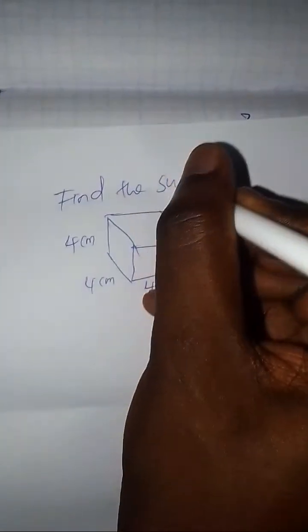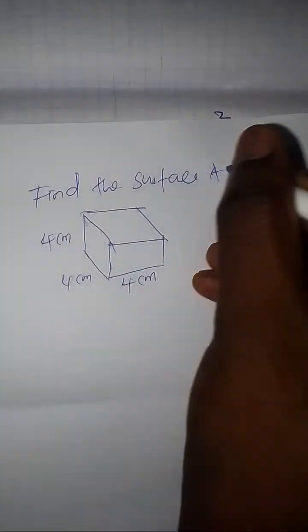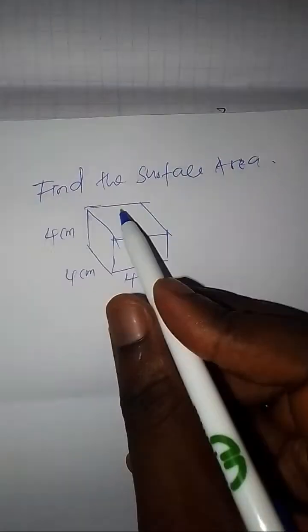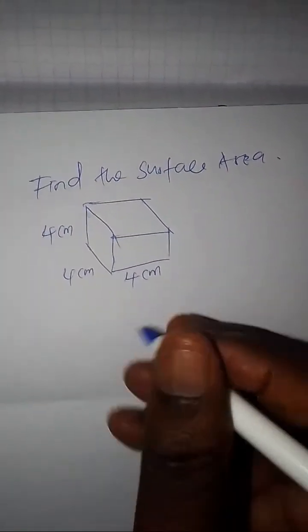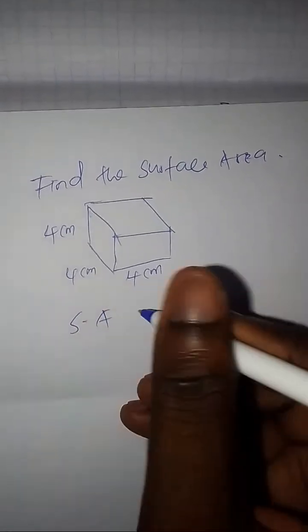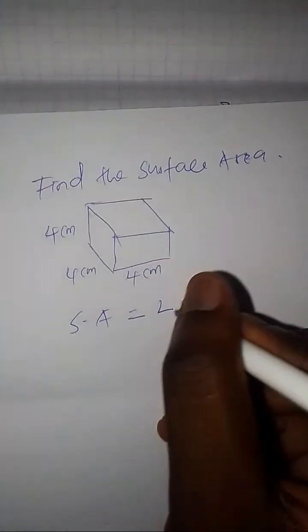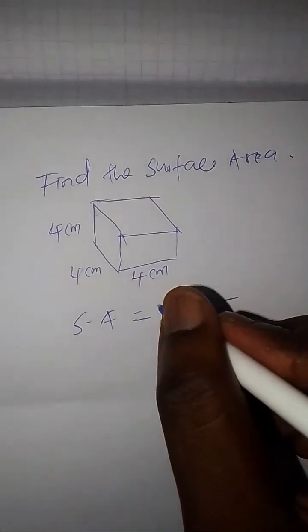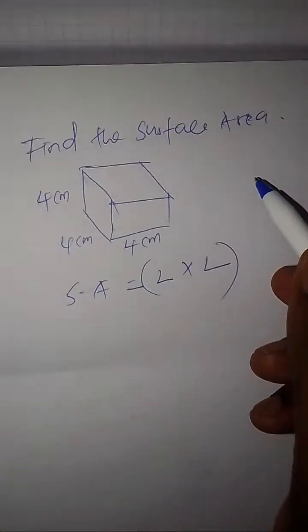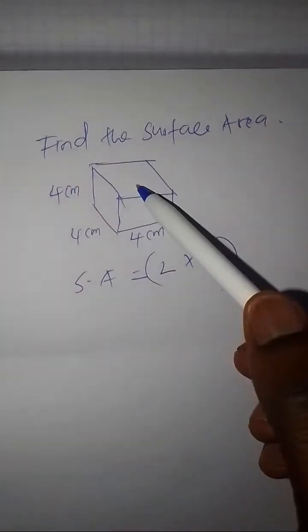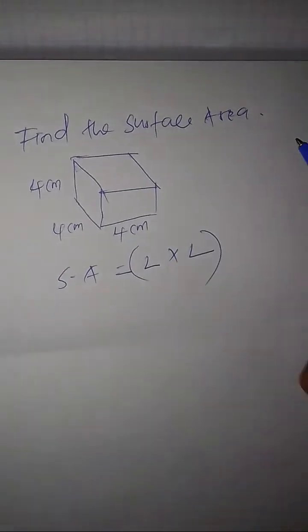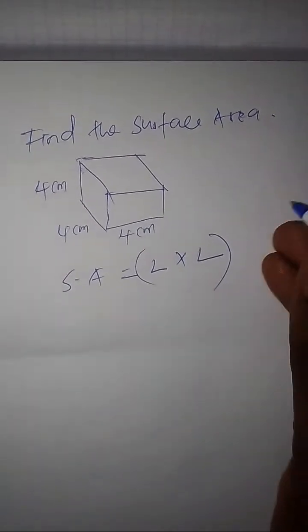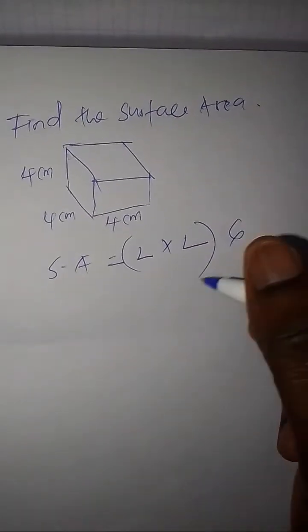How do we get the surface area? How do you find the surface area of this cube? Now, the surface area of the cube is equal to L multiplied by L, which is length times length. Then you put it in brackets. You ask yourself, how many surfaces does a cube have? A cube has 6 surfaces. So L times L multiplied by 6 outside.